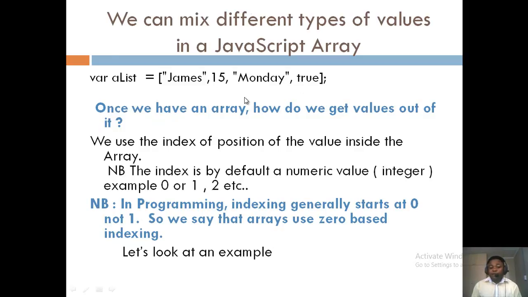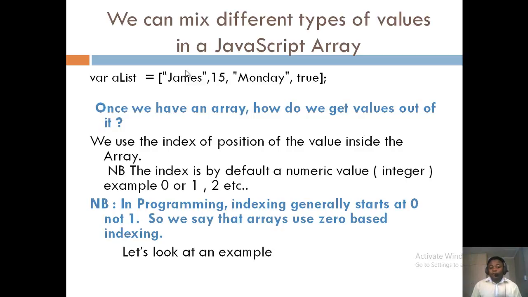So it is possible to do this in JavaScript, and like I said, I'll show you how this is done in Java and C# later on, but you just have to know that this is not possible in Java or C#. You cannot mix values of different types inside an array. You have to stick to one type of value.